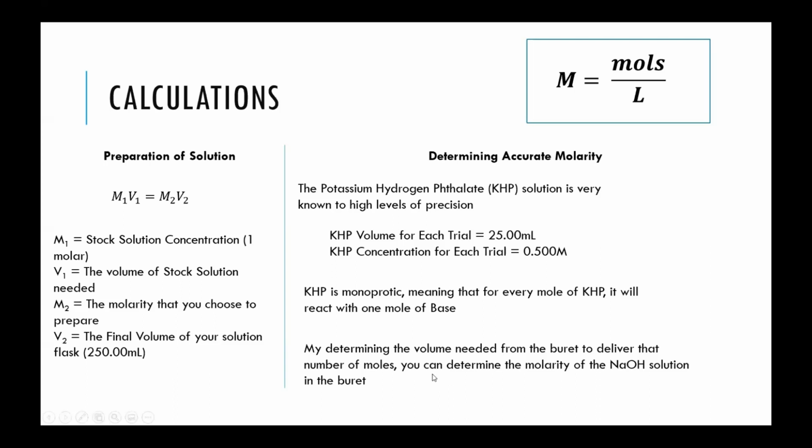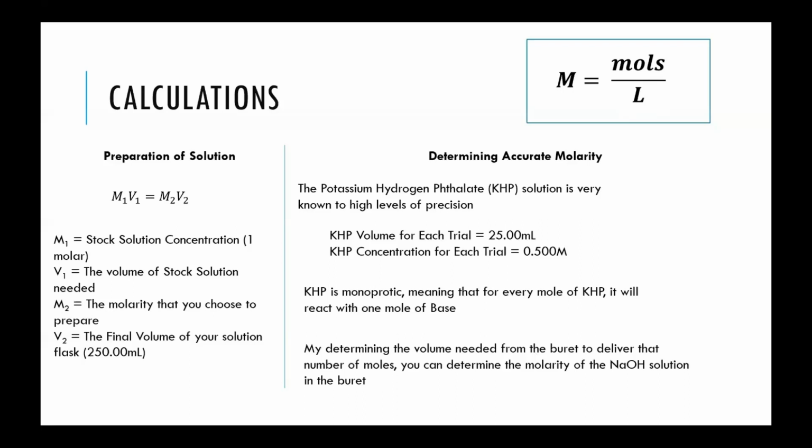The volume that you are using is coming from the burette itself. The volume it takes to react with this number of moles. So when you have the number of moles coming from the KHP, that's the same as the number of moles of sodium hydroxide that will react. So you have moles, and the volume, or the liters, will be the volume from the burette itself.